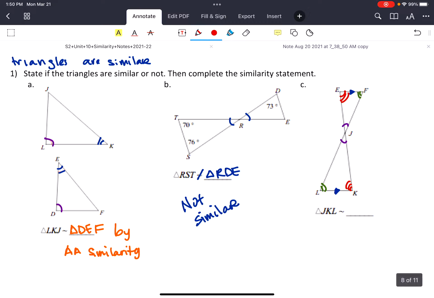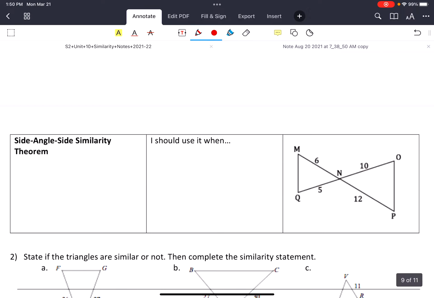And so we can write our similarity statement because I have 3 angles. I only needed 2, but I ended up with 3. J is congruent to J, K is congruent to E, and L is congruent to F. So I have triangle JKL is similar to triangle JEF by angle, angle, similarity. And that's how angle, angle works.